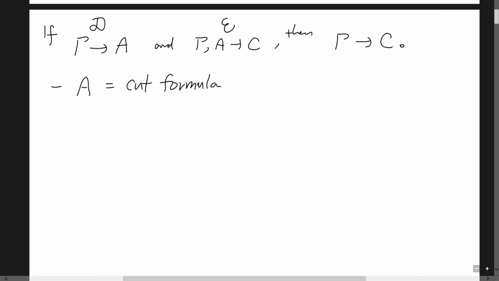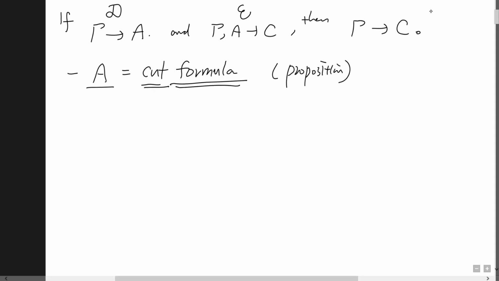Remember that in the study of sequent calculus, we prefer this terminology formula to proposition. So that's the reason that this proposition A is usually called a cut formula rather than cut proposition. A is called a cut formula because informally, we'd like to cut this one and cut this one and then produce this new one. So this formula is best called the cut formula because we are going to cut it away.